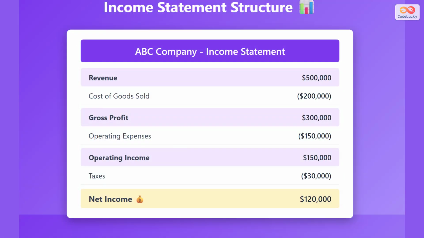Let's look at a practical example. Imagine ABC Company with $500,000 in revenue. After subtracting $200,000 in cost of goods sold, the gross profit is $300,000. Next, operating expenses of $150,000 are deducted, leaving an operating income of $150,000. Finally, after paying $30,000 in taxes, the net income is $120,000. This waterfall structure shows how revenue flows down to profit, with each expense reducing the total along the way.